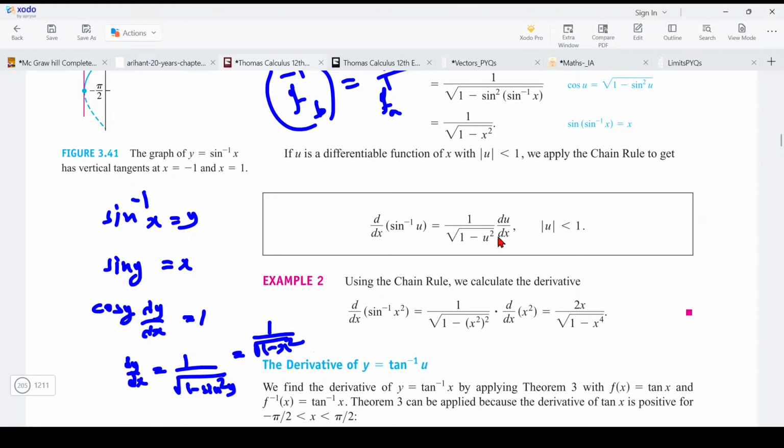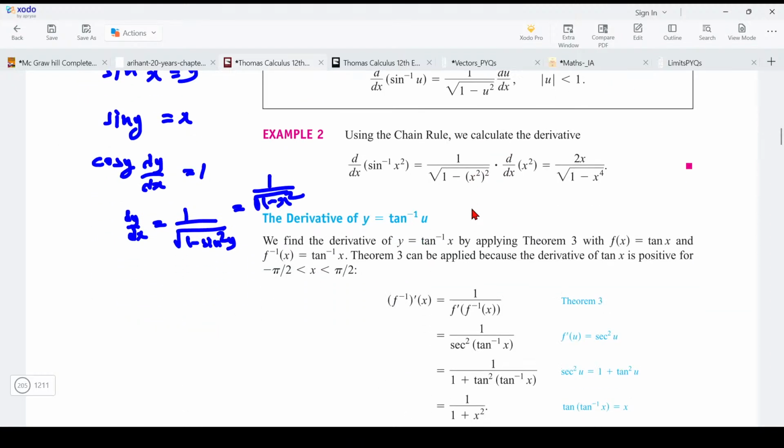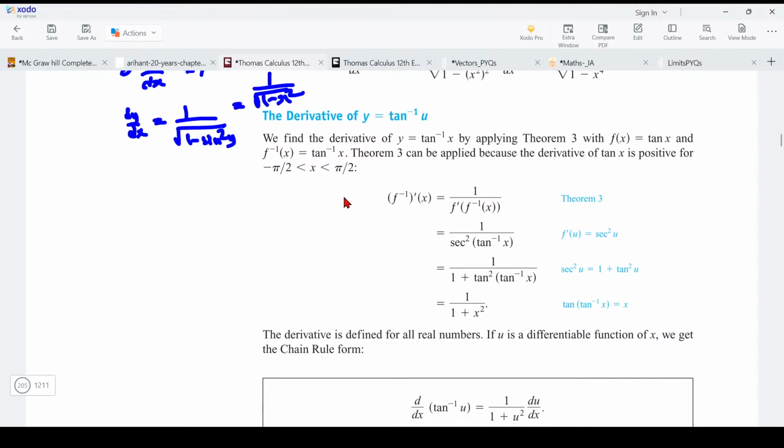We did the same thing in a slightly different format. Agreed? Now by using the chain rule, if instead of x it is some u, you can further differentiate du by dx. Similarly, tan inverse x, you can do this.